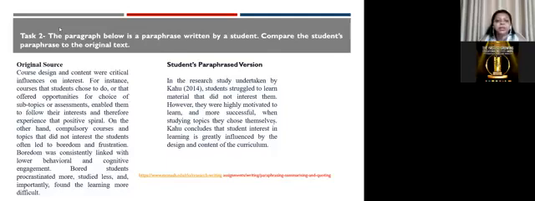Okay, if we are given courses to select, so we would usually select courses based on our interest.